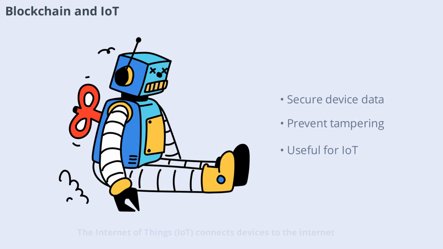The Internet of Things, IoT, connects devices to the internet, and blockchain can secure their data and interactions. By recording device activity on the blockchain, we can ensure data integrity and prevent tampering. This combination is especially useful in industries like logistics, manufacturing, and smart homes.